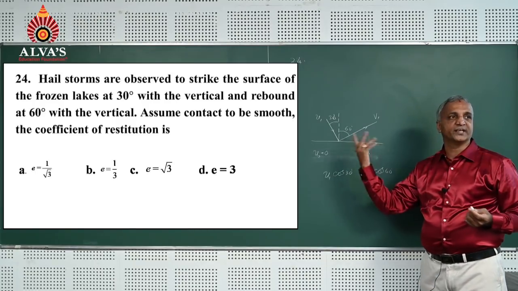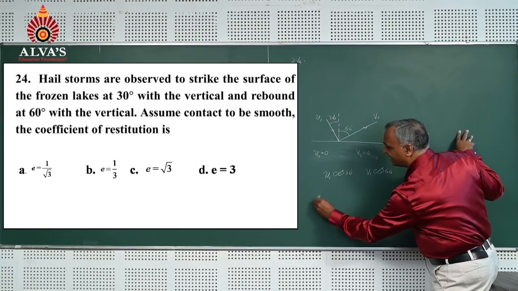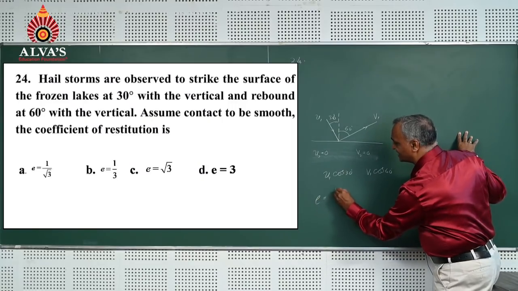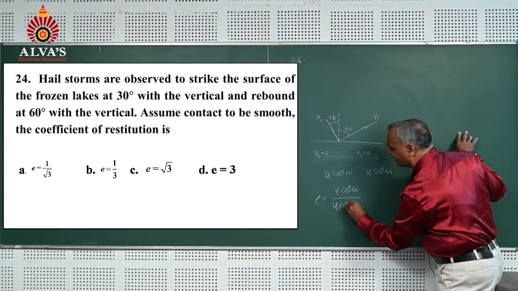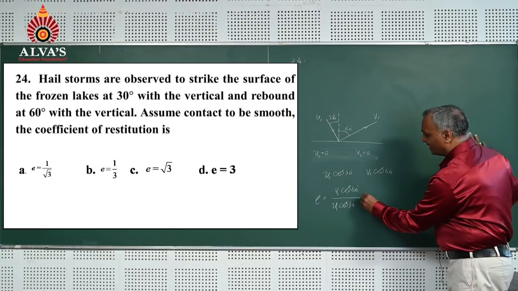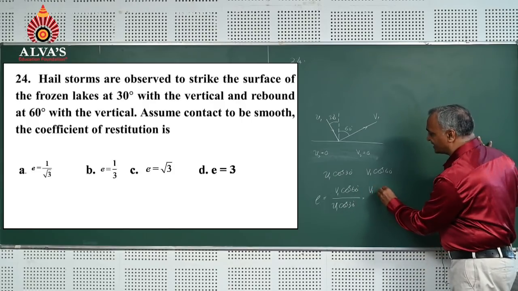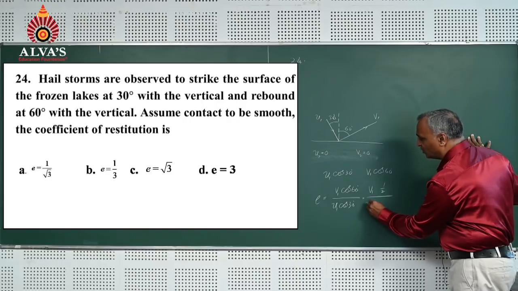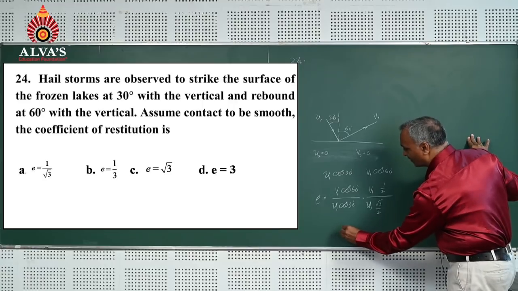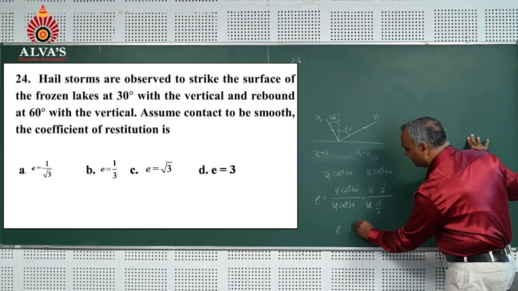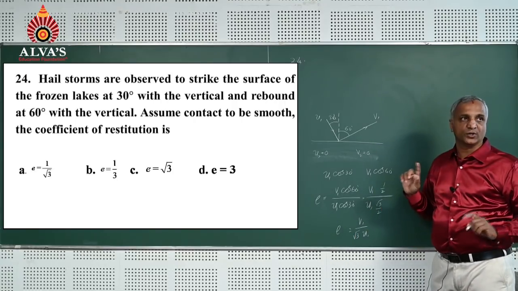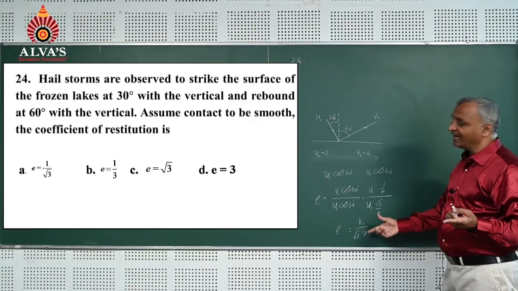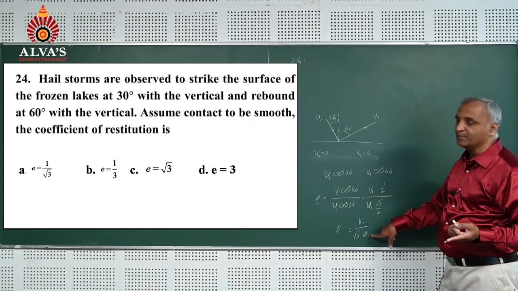The horizontal component will not produce any collision. That's why I can say E will be equal to the final, that is v1 cos 60, divided by u1 cos 30. But v1 cos 60 is half, divided by u1 cos 30, which is root 3 divided by 2. And so I am going to get the restitution coefficient as v1 divided by root 3 into u1.